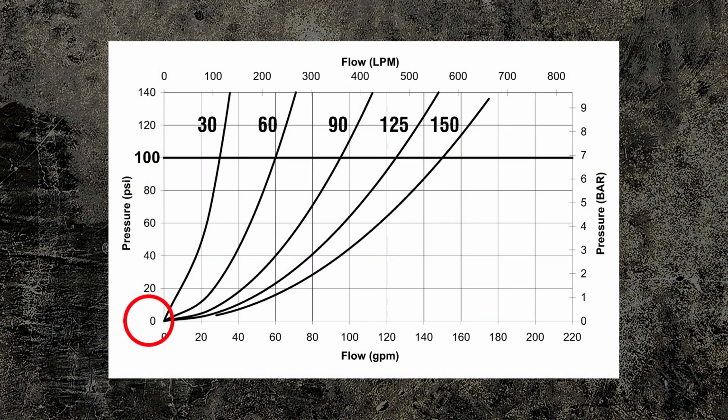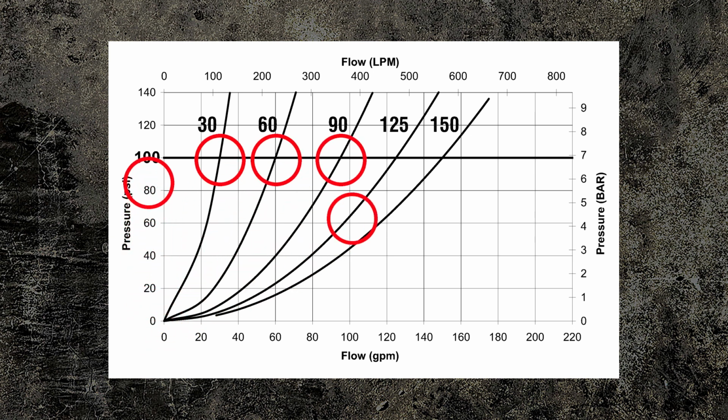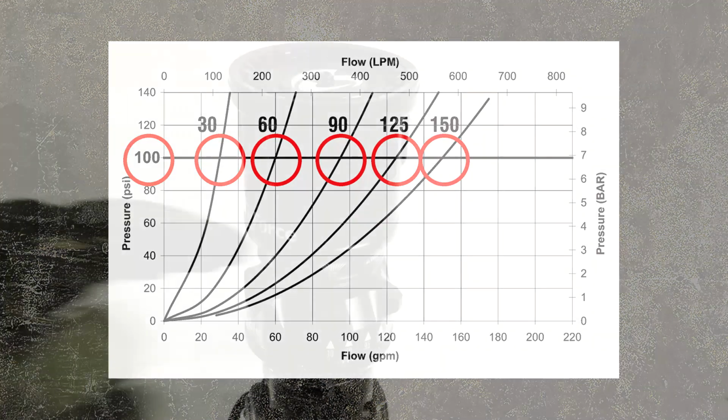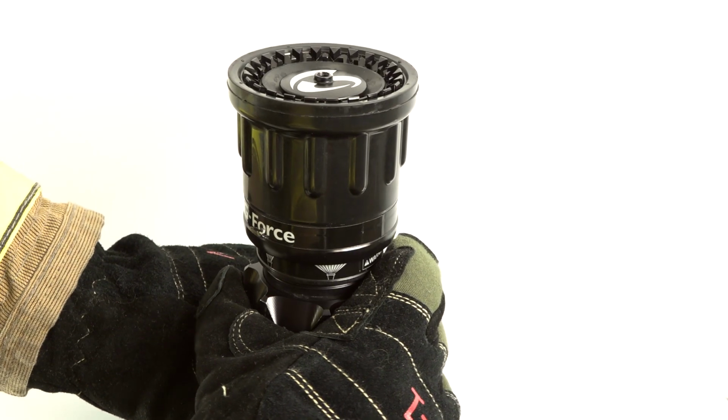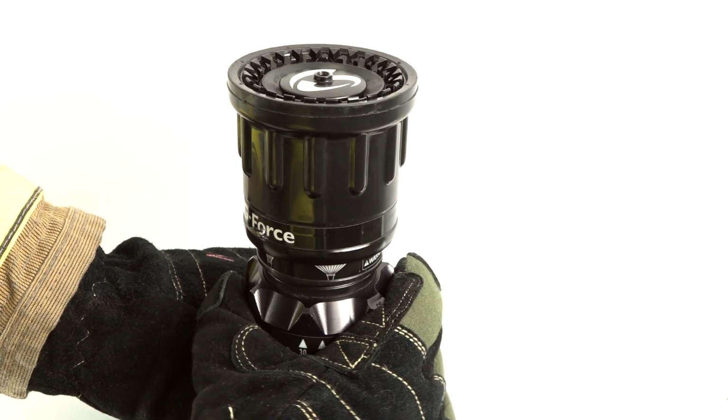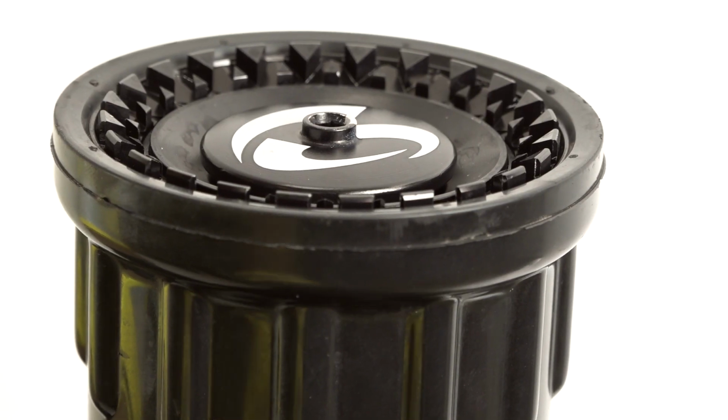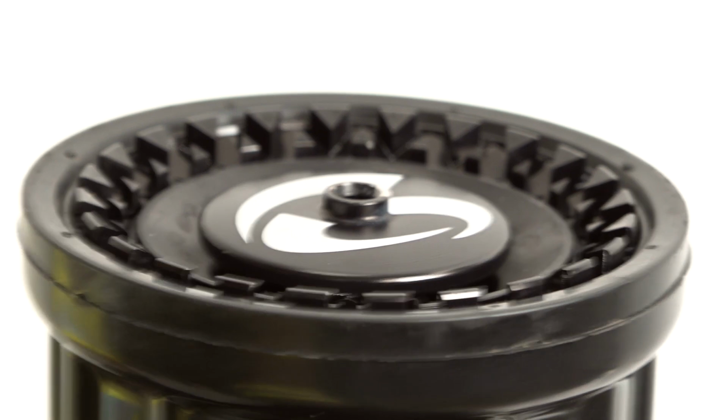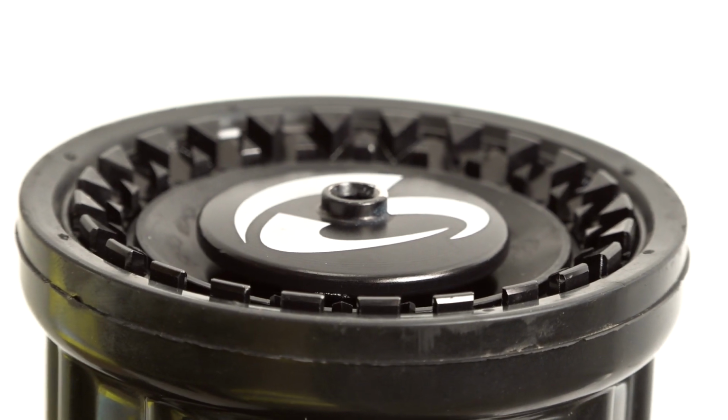It is very important to realize that the selected flow is only achieved when the nozzle is operating at the rated pressure of the nozzle. Each selection on the selector ring moves the baffle of the nozzle in or out, making the orifice bigger or smaller depending on the flow rating you are choosing.